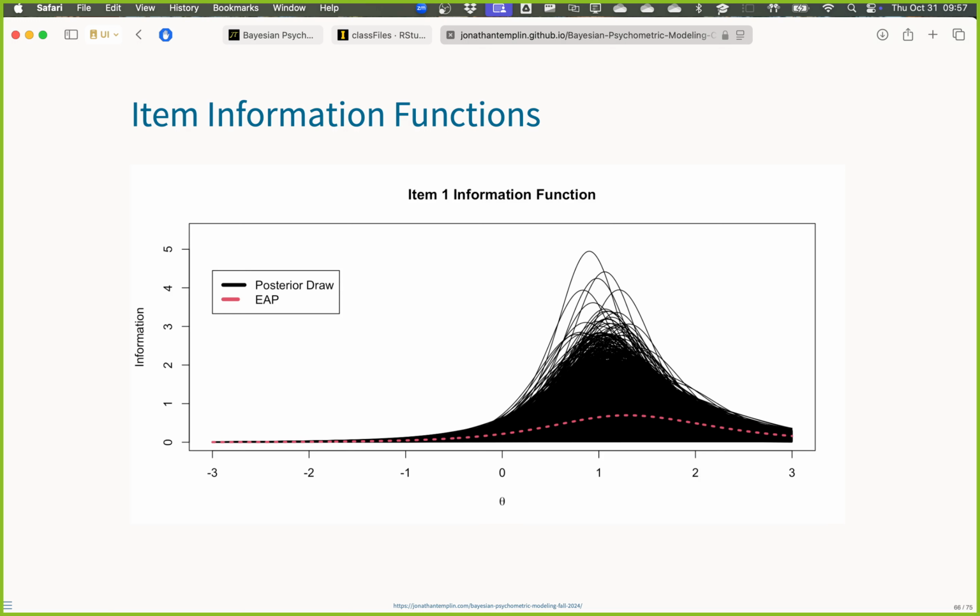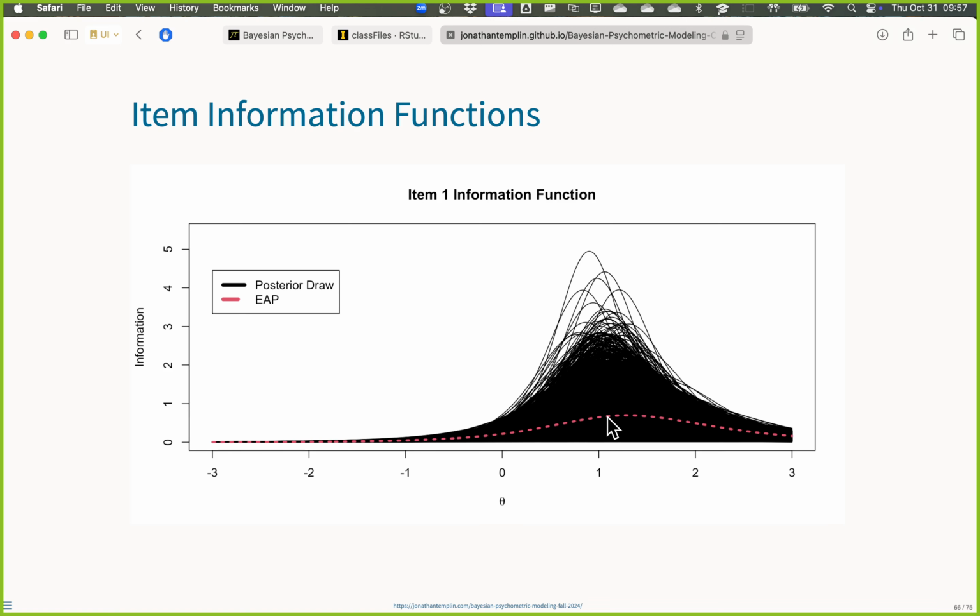And then this is what it looks like. This is item 1. The way we typically read this, again, the red dashed line is the information function if we just plug in the EAP value of A and the EAP value of B. And we would say, based on the EAP value, the area of maximum information is probably somewhere about 1 1/4, right here. But take a look at the variation. You can see that wiggles around quite a bit. So even though we think it's right here, it's not entirely certain that it's right there.